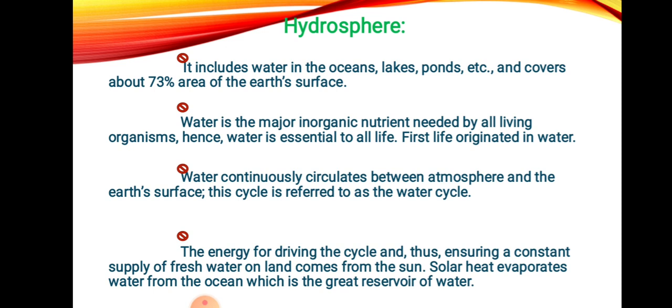So first, life originated in water. The water continuously circulates between the atmosphere and the earth's surface. This process is called the water cycle. The energy for driving the cycle, and thus ensuring a constant supply of fresh water on land, comes from the sun.